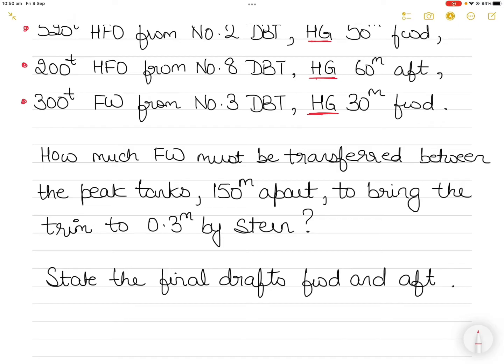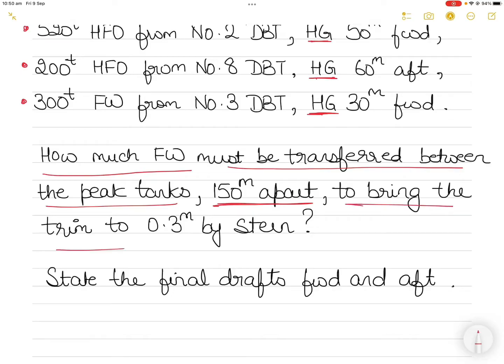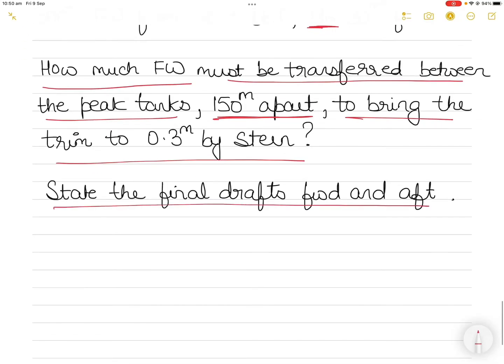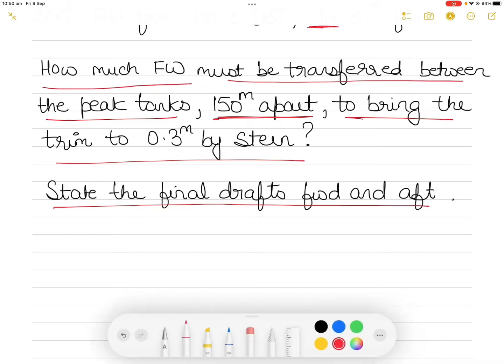What you have to determine is how much fresh water must be transferred between the peak tanks. That will be aft peak to fore peak or fore peak to aft peak, you don't know. They are located 150 meters apart, and this is to bring the trim to 0.3 meters by stern. You also have to state the final drafts forward and aft.